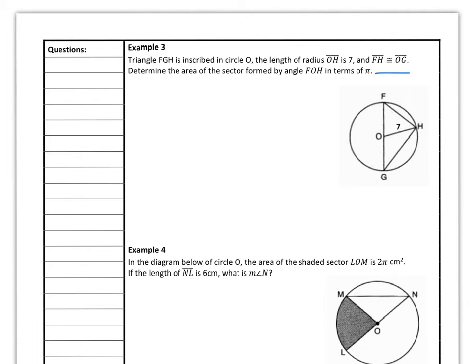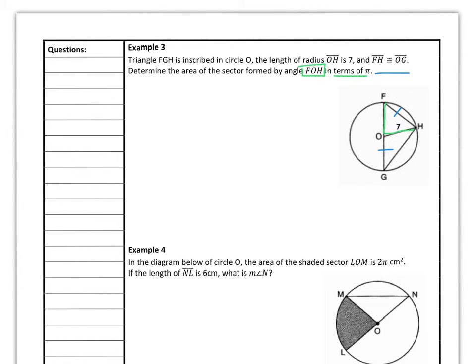So I'm going to mark that. FH and OG are congruent. Determine the area of the sector formed by angle FOH, and again in terms of pi. So I'm first going to make sure I know what I'm looking for. I'm looking for the sector area from FOH, so this entire sector, everything in this space.